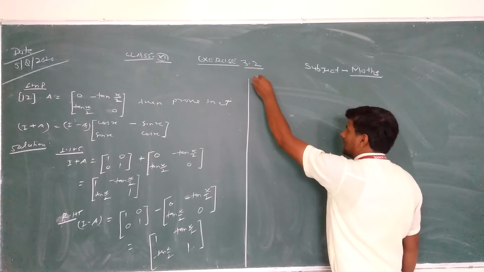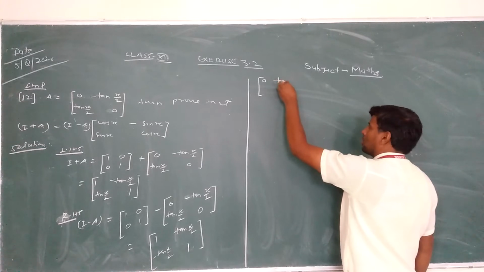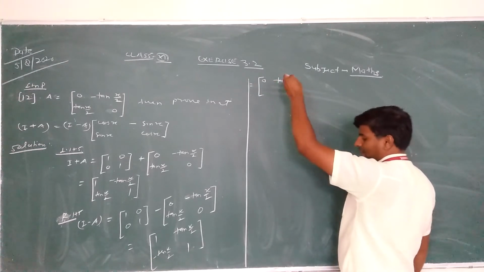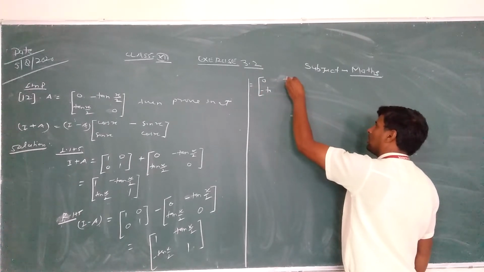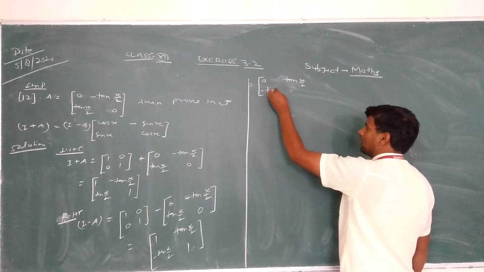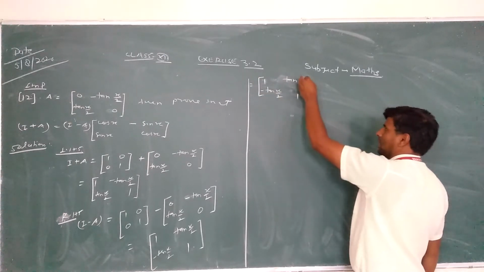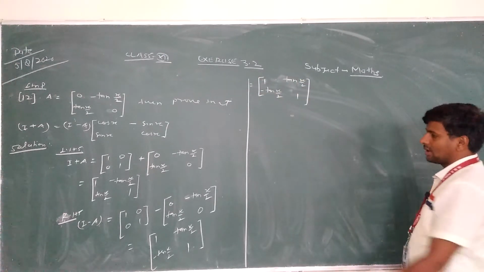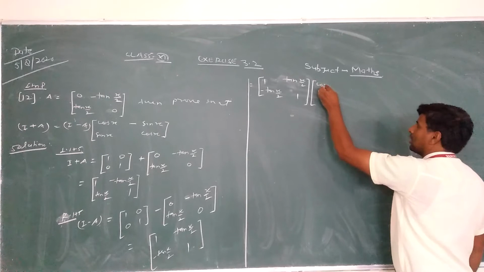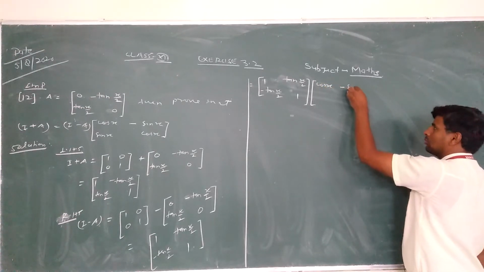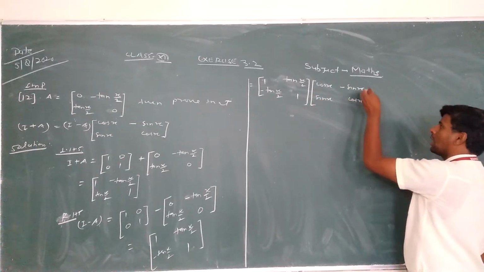So I minus A is [1, tan(x/2); minus tan(x/2), 1]. This is multiplied with another matrix. What is given? It is [cos x, minus sin x; sin x, cos x].